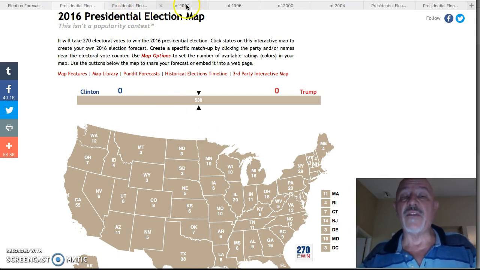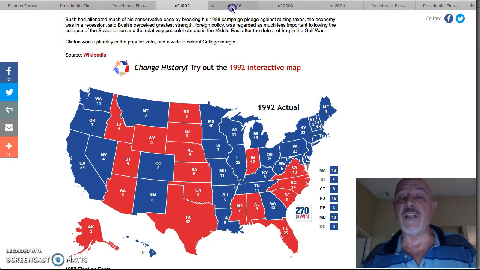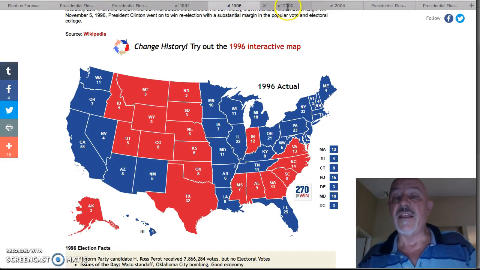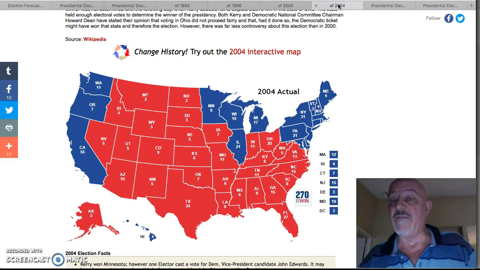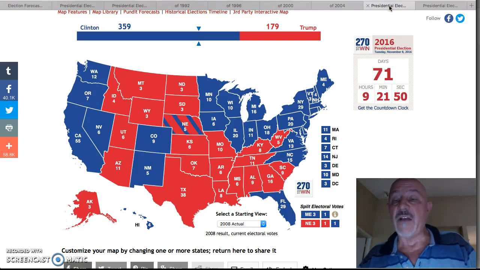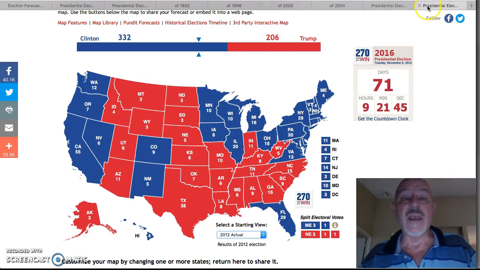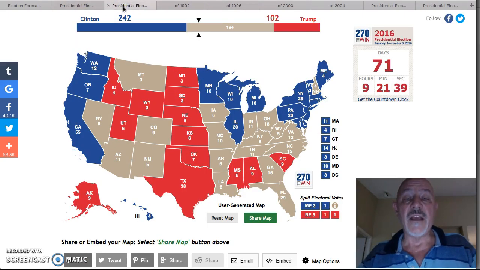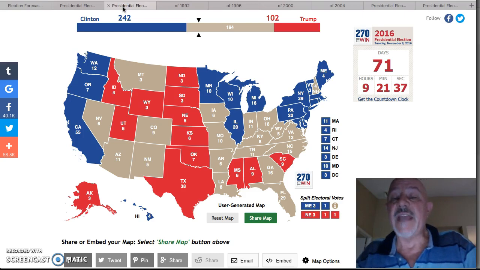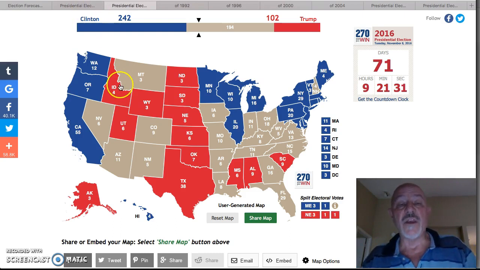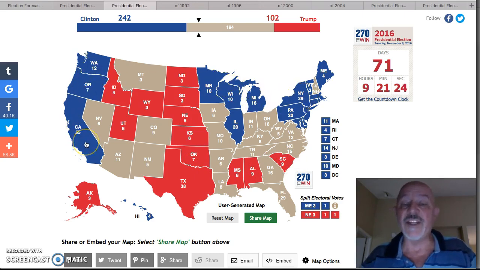But we also went through the 1992 election, the 1996 election, the 2000 election, the 2004 election, the 2008 election, the 2012 election, and from that we discovered that these are the states that voted exactly the same in each one of those 6 elections. We have these states that voted Republican each time, these states that voted Democratic each time.